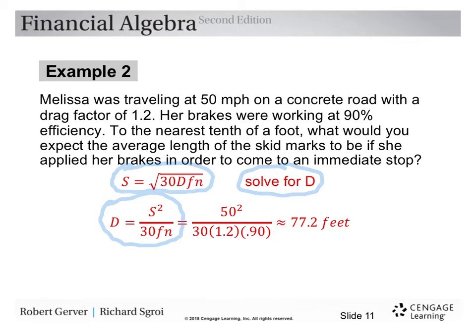All right, so what is S? S we said was 50 miles an hour, so that's what we put right here. Now, what's the drag factor? The drag factor is 1.2, so that's what goes right here. And then braking efficiency was 90%, so I put 0.9 here. I put this all in my calculator, and I come out with the skid distance of 77.2 feet. So if she was 100 feet away when she applied the brakes, she could stop in time. But if she was only 50 feet away when she applied her brakes, she would hit whatever that obstruction might be.